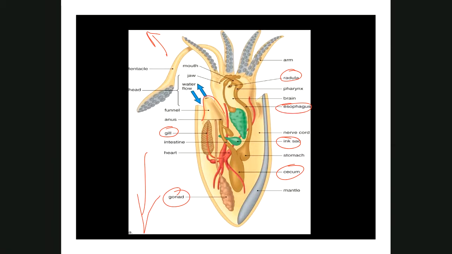You have, and this is the siphon, right? So this thing here is the siphon. Siphon, gills. Let's not call it a funnel. Let's call it a siphon. Gills, ink sac, cecum, esophagus, radula, which is the mouth. The arms / tentacles. Okay.